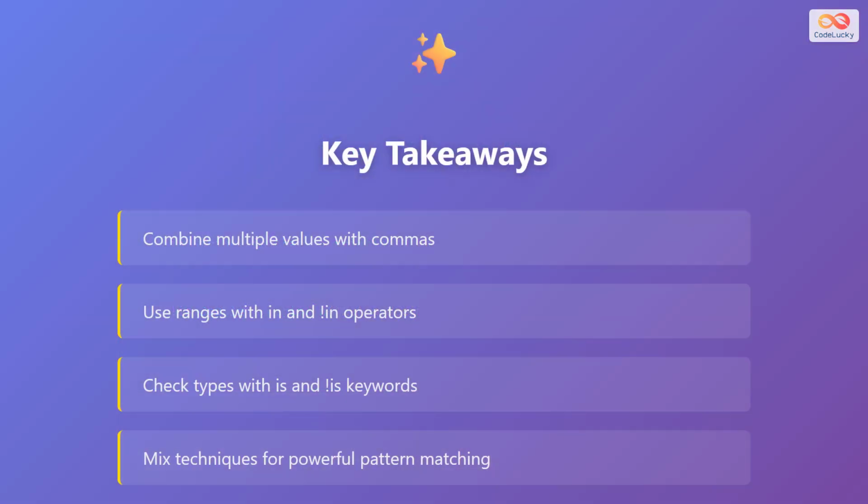Let's recap what you've learned. First, combine multiple values with commas for cleaner condition matching. Second, use ranges with in and !in operators to check value boundaries. Third, check types with is and !is keywords for type safety. And finally, mix these techniques together for powerful pattern matching. These tools make your Kotlin code more concise, readable, and maintainable. Practice combining them to handle complex conditional logic elegantly.